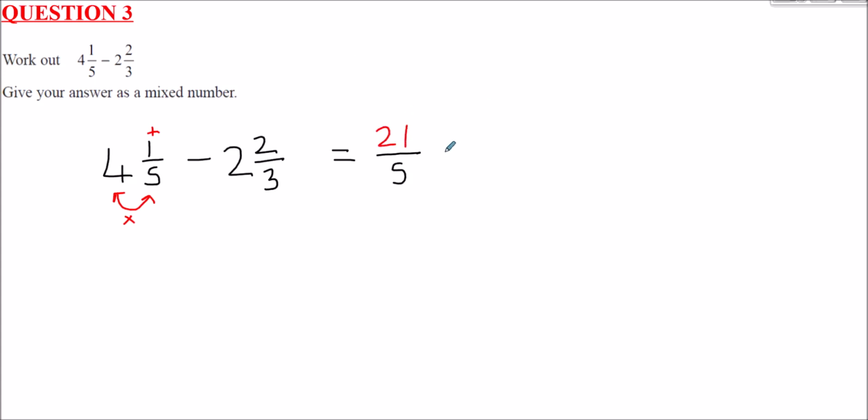And then we're going to take away from that whatever 2 2/3 is as a top-heavy fraction. So here, do the same process, take the whole number, multiply by the denominator, 2 times 3 gives us 6, then add on this 2 to give 8. So we need to work out 21 over 5, take away 8/3.